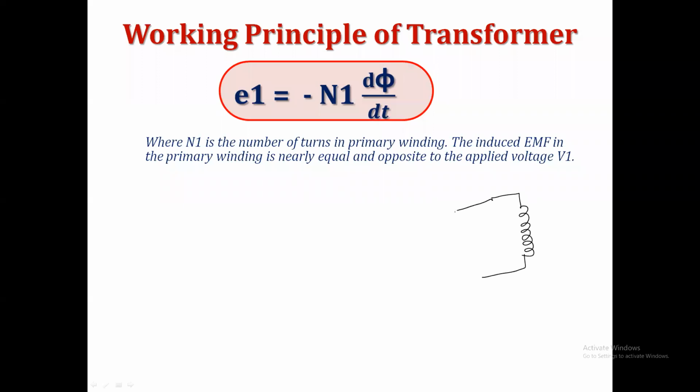Suppose this is my primary winding, connected to AC supply. I say that it's V1. Due to that, alternating current flows. And according to Faraday's law, EMF is induced. Let me say that it's E1.